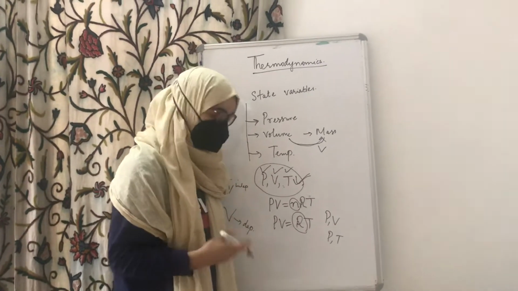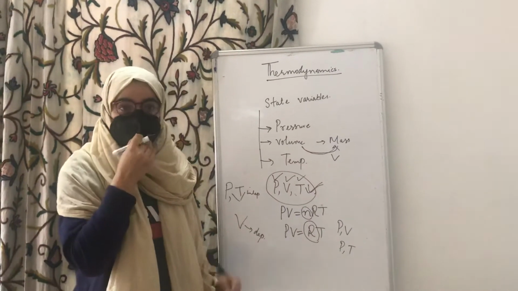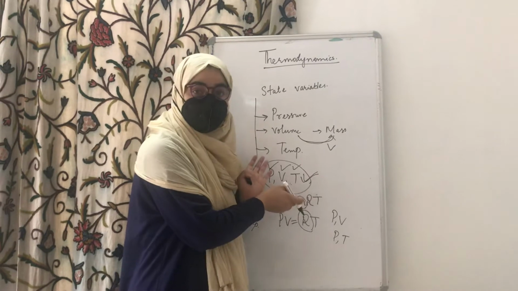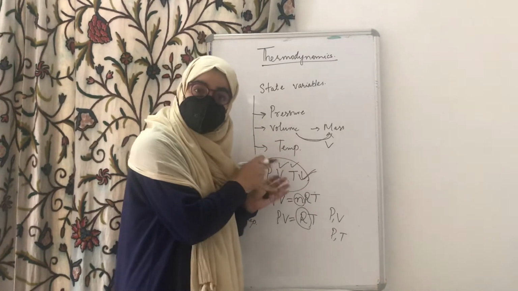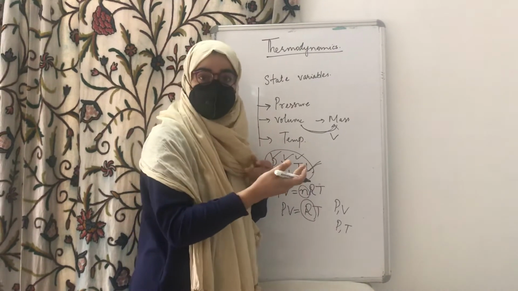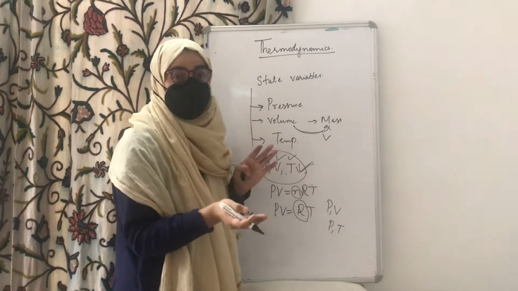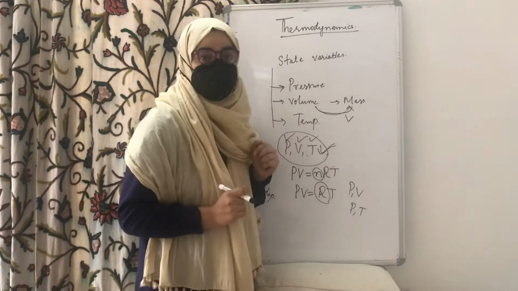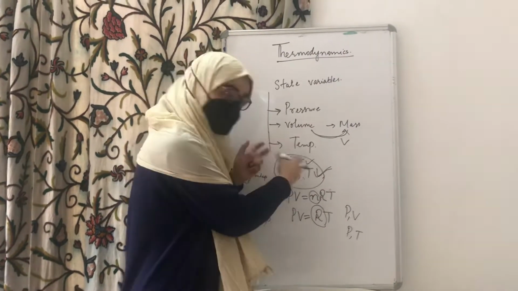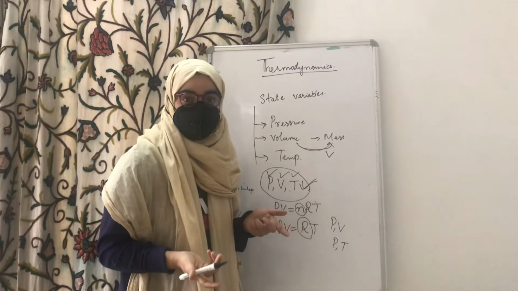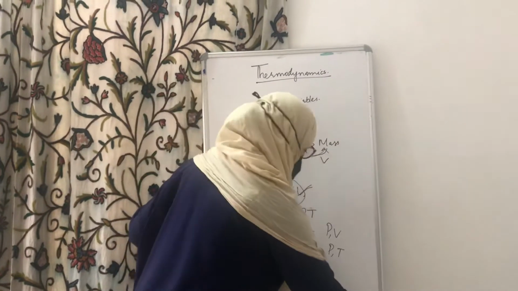Okay. Now, I told you that for a thermodynamic process to occur, these three variables are to be studied. Now, on the basis of changing of these variables of a thermodynamic system from initial state to final state, we can divide thermodynamic processes into different types. What are the different changes of these variables that occur, and accordingly what's the type of thermodynamic process?